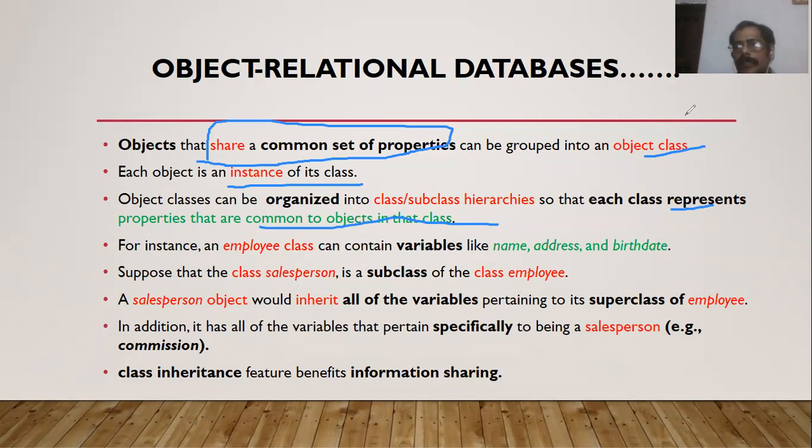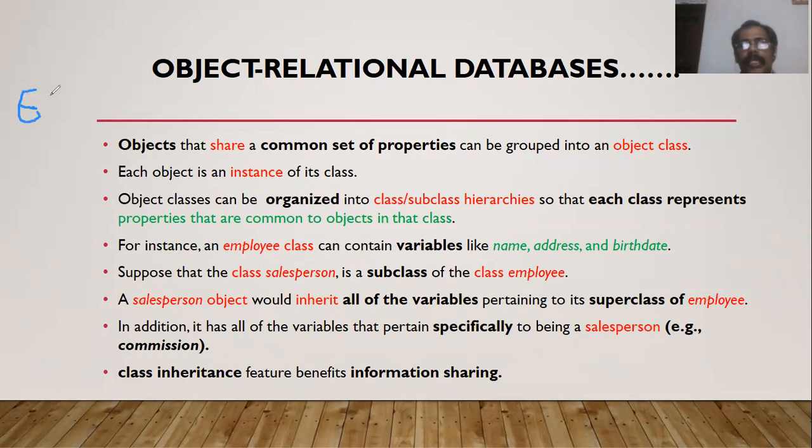Consider one example. We have an employee class. This is the employee class. This class has some attributes and some methods. This employee class contains variables like name, address, and birth date.